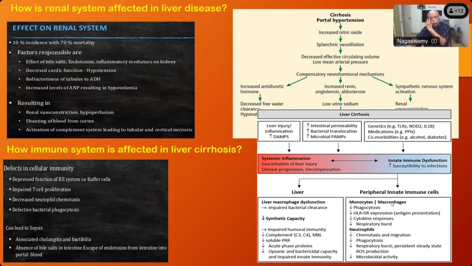And in the periphery, there may be innate immune cells, the monocytes, macrophages, phagocytosis, all these things are decreased. You can see the arrow pointing downward, and neutrophil actions are also very much reduced, and the liver loses its synthetic capacity of all the complement and other saving proteins. So that is how the patient is prone to decreased immunity.